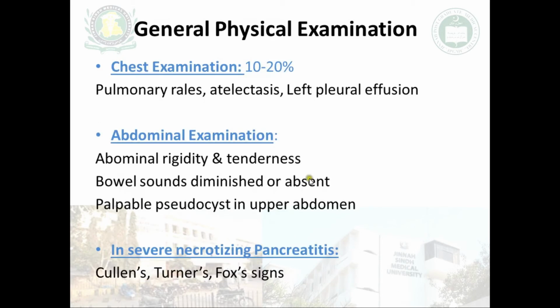10 to 20% of the patients can have chest findings, and most of them have a left pleural effusion. They can have pulmonary crepitations or atelectasis. When you do the abdominal examination, there will be rigidity and tenderness in the epigastric region. There's a possibility the bowel sounds are diminished or absent on auscultation. When you palpate the epigastric region, there can be a palpable pseudocyst, which is a complication of acute pancreatitis.